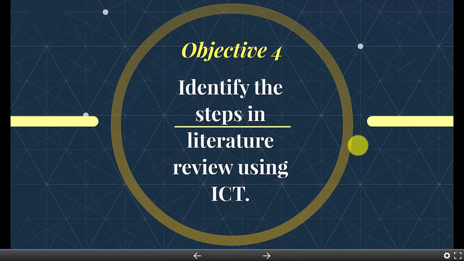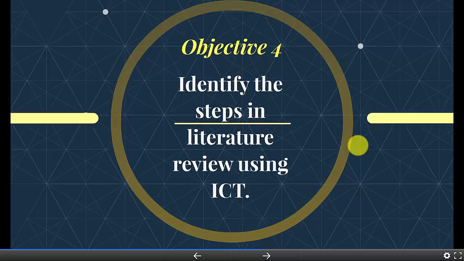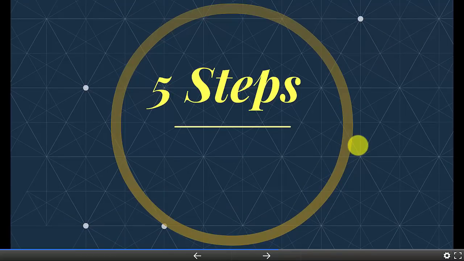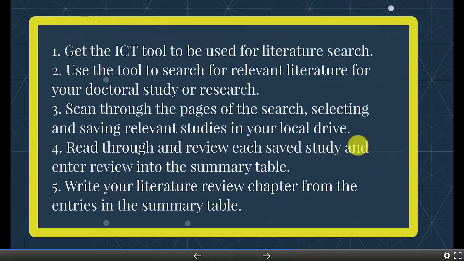Okay, so that takes us to objective number 4, to identify the steps in literature review using ICT. If you can just reflect on the steps that you went through in the conduct of literature review for your first degree project report, for your master's, you'll find that there are some clearly defined steps. I've listed 5 steps that we are going to walk through during the course of this lesson. So, what are the 5 steps?